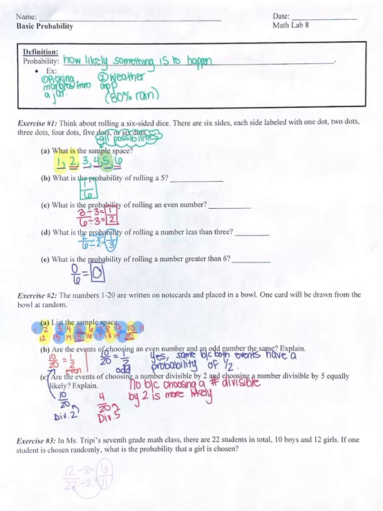All right, last example. In Miss Trippy's 7th grade math class, there are 22 students in total, 10 boys and 12 girls. If one student is chosen randomly, what is the probability that a girl is chosen? So out of the total 22, your total always goes in that denominator. How many of them are girls? Well, we see that 12 are. We can reduce this by 2. And the probability is 6 out of 11, or 12 out of 22 reduced. All right, that is all for probability, and I will see you guys soon.